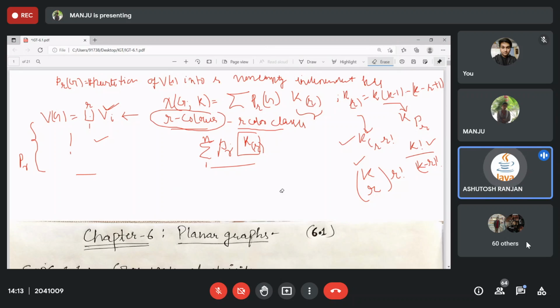We are multiplying by P_R because there are P_R number of partitions. Why are we multiplying with this? Because there are P_R number of partitions.